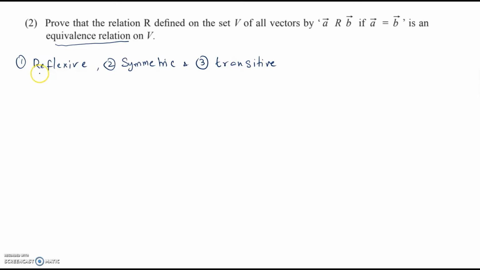So let's look at one by one. So we know that vector A is equal to vector A. Therefore, we can say that A is related to A. So the relation is reflexive.